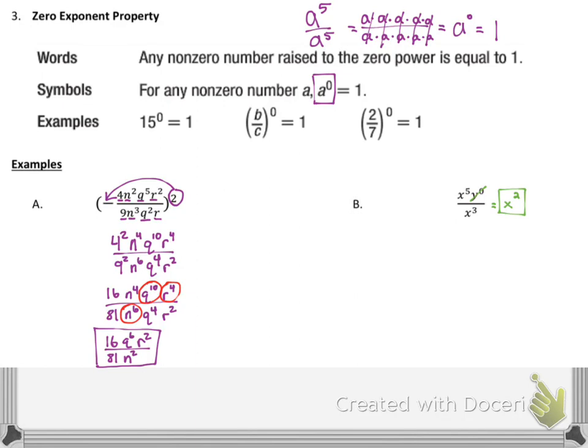I know that one was a little confusing. You might have to pause and rewind that, so go ahead and do that if you need to. Otherwise, I'm going to move on to the fourth thing, which is the negative exponents.